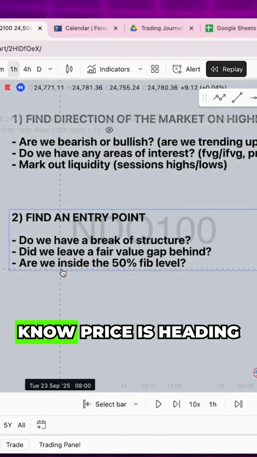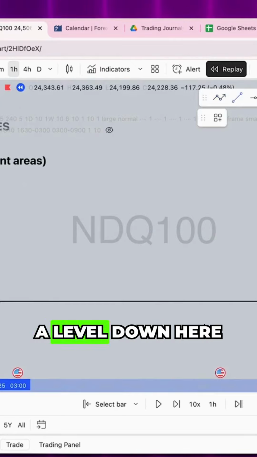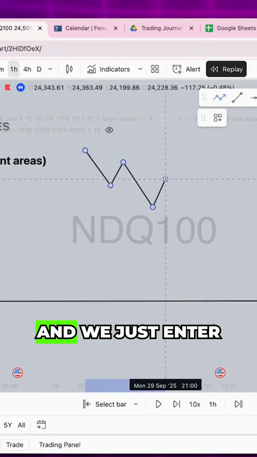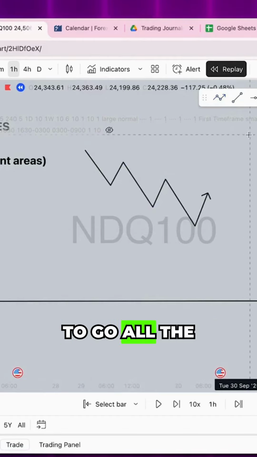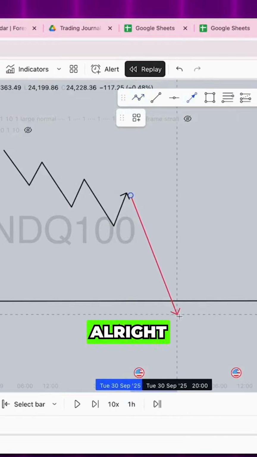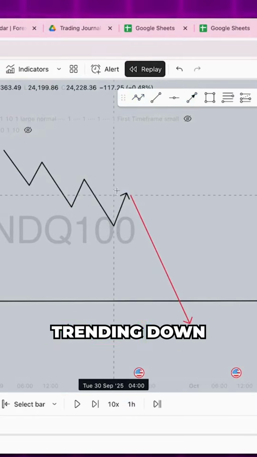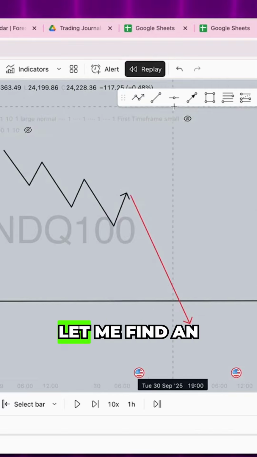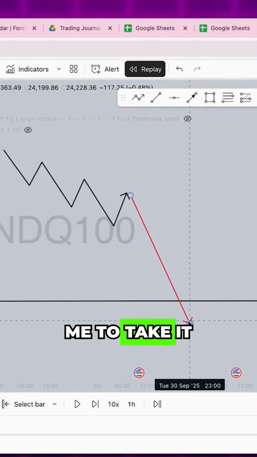So let's say I know price is heading to this level. Let's say we have a level down here and price is trending like this, and we just entered New York session, and I want price to go all the way down to here, right? So I want price to go down to here. Okay, cool. So I know we're trending down. I know we want price to go down here. Now it's as simple as, okay, let me find an entry in here for me to take it and ride it all the way down, right?